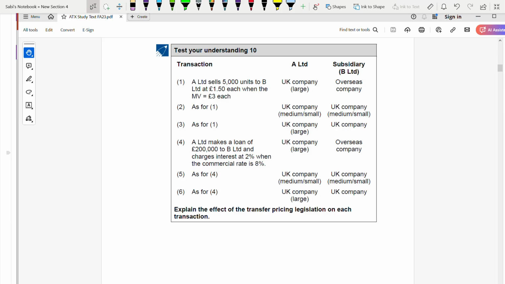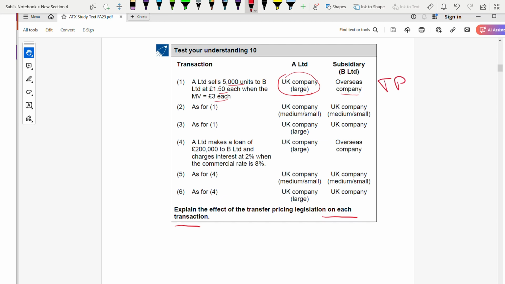Test your understanding 10. This is about explaining the effect of the transfer pricing legislation on each transaction. There are 6 transactions. First transaction: UK company A is large, B Limited is an overseas company. A sells 5,000 units to B at 1.5 when the market value is 3 each. Will transfer pricing rules apply or not? It will apply because you are a large company. Whether you are buying or selling to anyone, transfer pricing rules will apply.